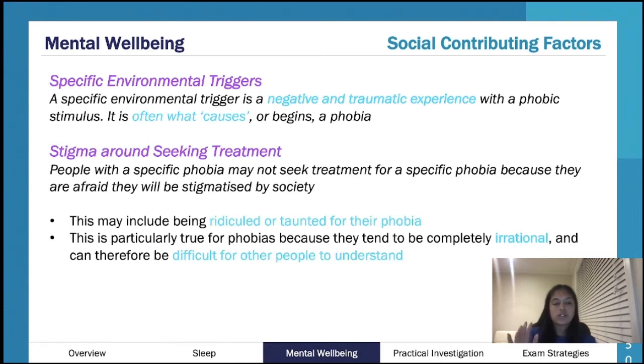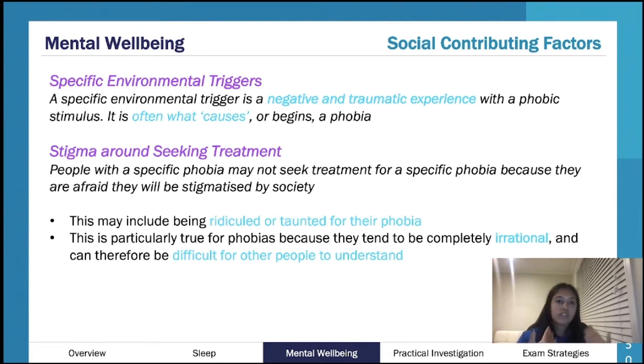Okay. So stigma around seeking treatment. Again, this can perpetuate a phobia once it's been established, because people are fearful to seek treatment, sometimes because they're fearful to admit that they have a phobia. They fear that they may be ridiculed or teased by their friends and family. They fear people might not understand it. If you tell someone, oh, I've got a really big fear of butterflies, as someone without a phobia, you may think, oh, that's so silly, a butterfly could never hurt you, all these sorts of things.